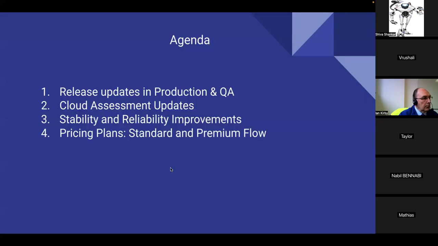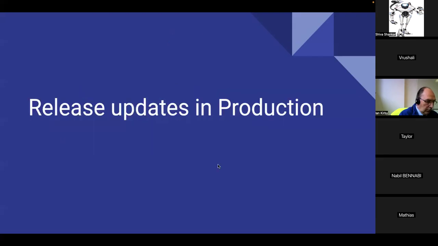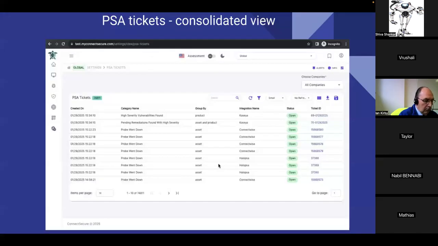So the agenda here is to cover release updates in production and some updates which are in QA about the cloud assessment, which is an important update from Connect Secure side, stability and reliability improvements on the engineering side, and pricing plan changes that we are coming up with. I'll quickly take you through the release updates we have done since the last call till this call. Talking about it, PSA tickets consolidated view.